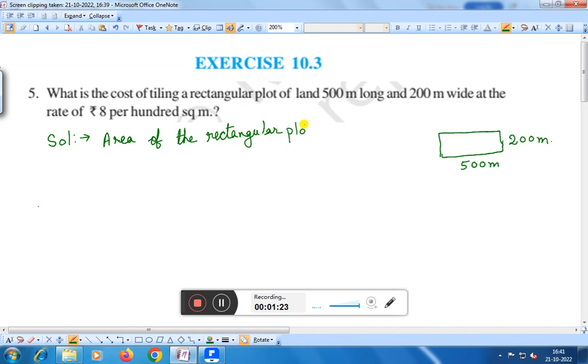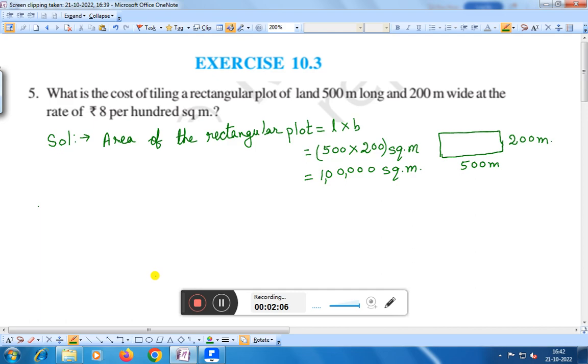We know that area of a rectangle is length into breadth. That is equal to length 500 meter and breadth 200 meter, and the unit will be square meter. That comes to 1,00,000, that is 1 followed by 5 zeros. This is the area of the rectangular plot, in square meter.